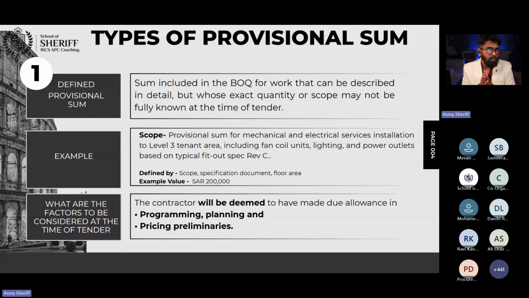Yes. So that kind of provisional sum, we call a defined provisional sum. What do we call that? Defined. Defined means enough information is provided to the contractor to anticipate the magnitude of this project, the magnitude of this provisional sum work. That item we call a defined provisional sum. Provisional sum means the client hasn't yet decided whether he will do it or not. But when he provided that information, he provided some further information.